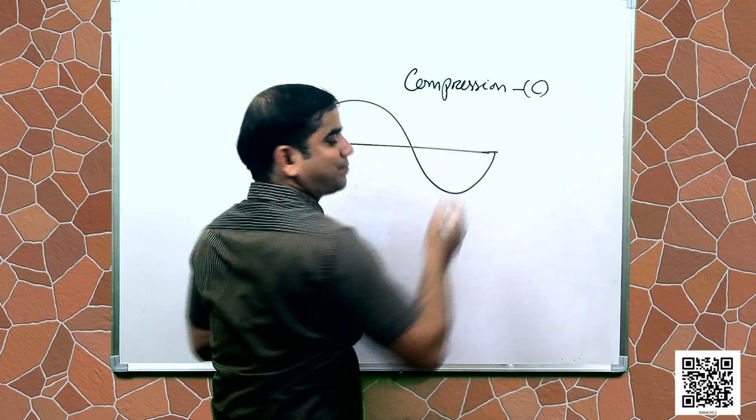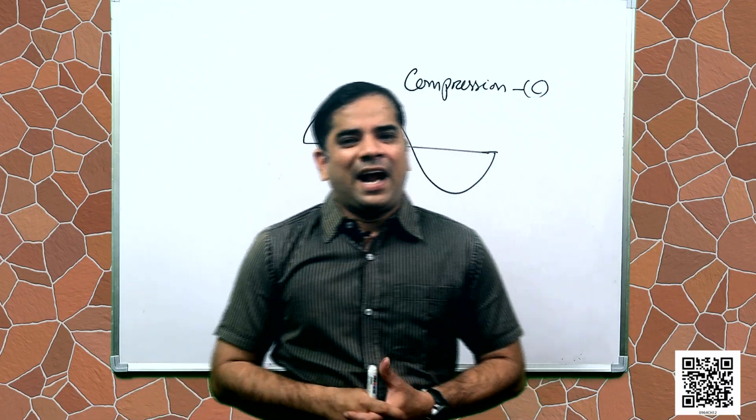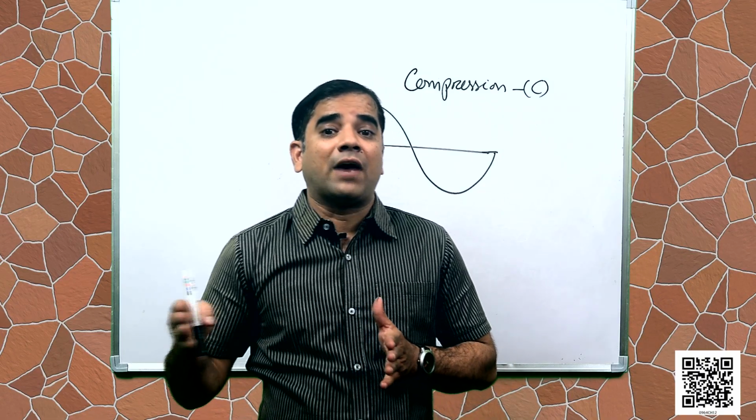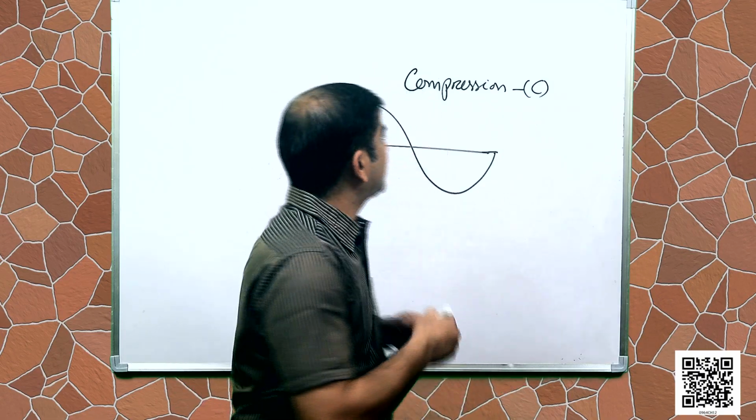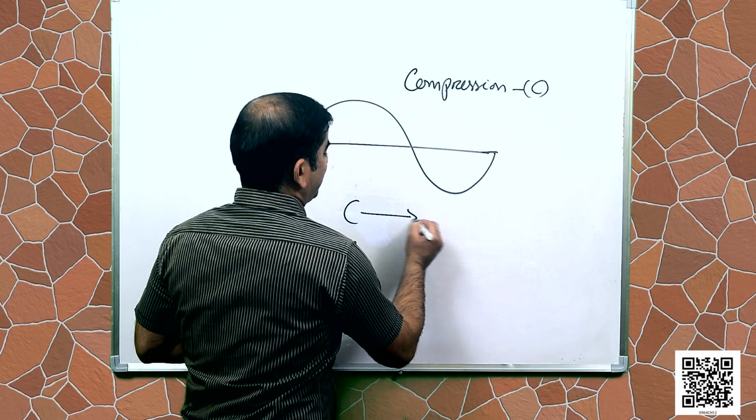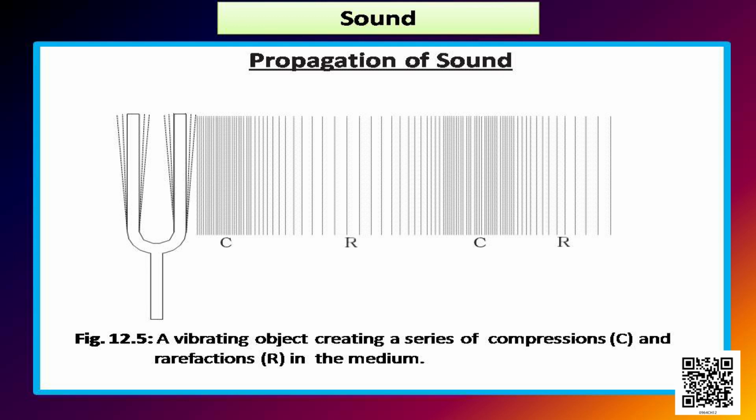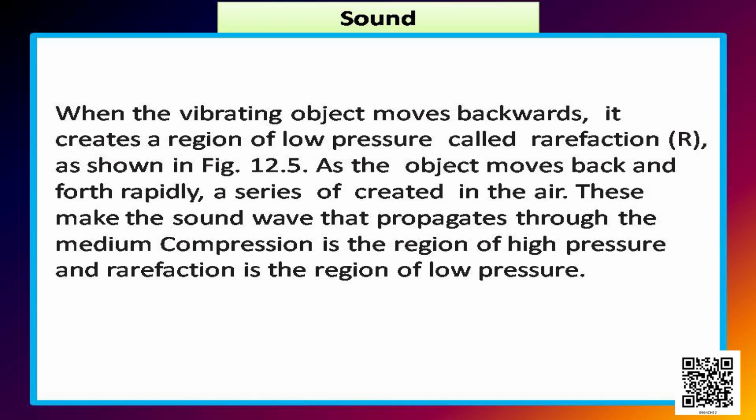Fine. And this compression starts to move away from the vibrating object. Compression always moves ahead. As you can see in your diagram given in the book, the compression always moves ahead from the vibrating object. When the vibrating object moves backwards, it creates a region of low pressure, that is called rarefaction and denoted by R.